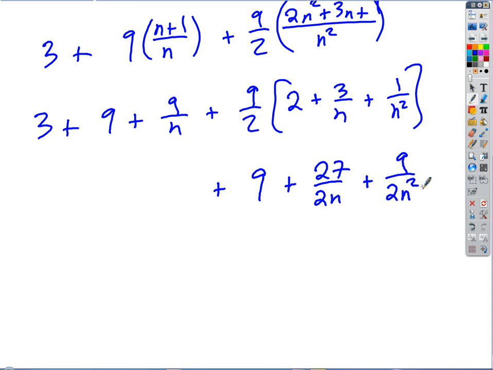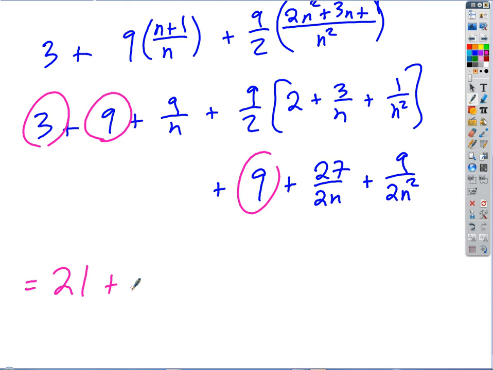And then if I add all this stuff up, this is looking kind of ugly, but we're getting there. What if we add all the constants up? I've got a 9 and a 9 and a 3, so 21, okay? What about the n's on the bottom? I got to get a common denominator, it looks like. So I'm going to have 27 over 2n plus 18 over 2n. I can turn that 9 over n into 18 over 2n. Right? Gives me, what is that, 45 over 2n?